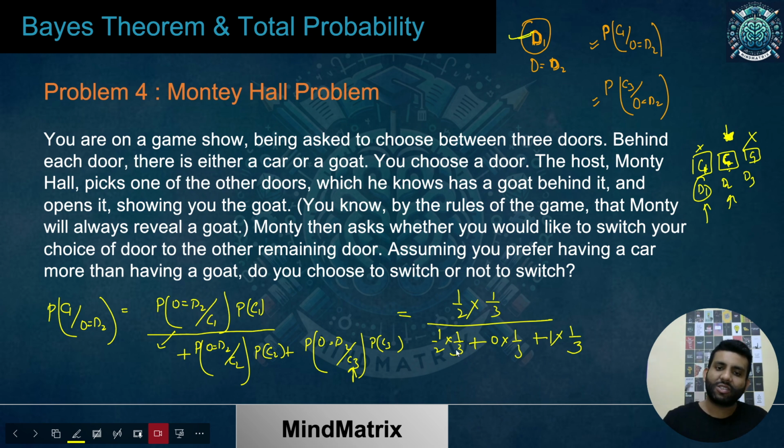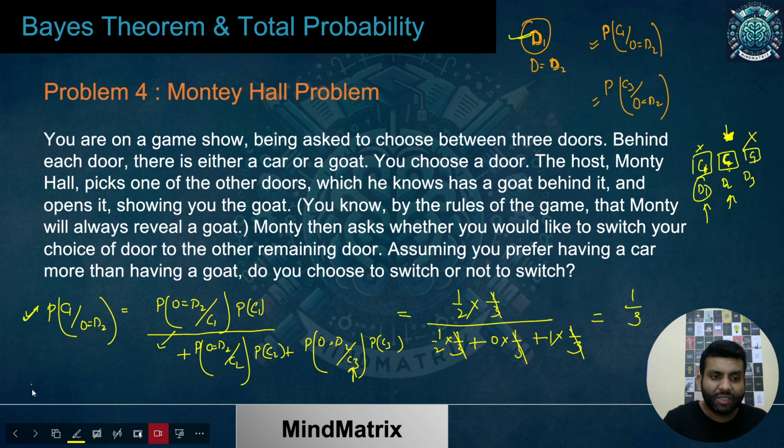So now if you just realize what values you will be getting, the value over here will be 1 by 2, and over here it will be 1 by 2 plus 1, so this is 3 by 2. So 1 by 2 divided by 3 by 2 is 1 by 3. So if you stick to your choice when door D2 was open, the probability of winning the car, because you have chosen D1 only, is 1 by 3.